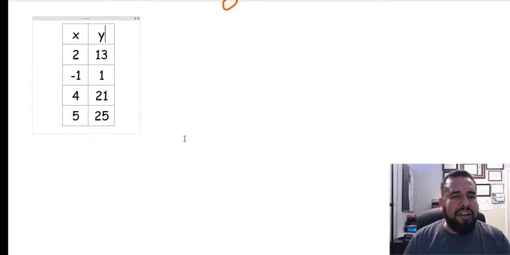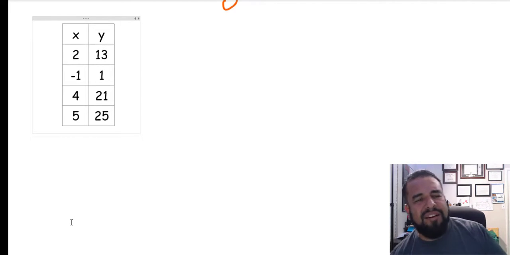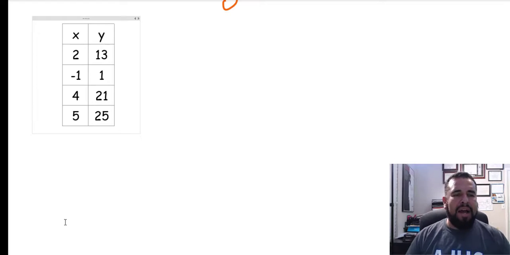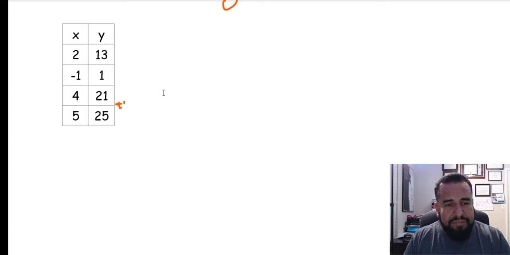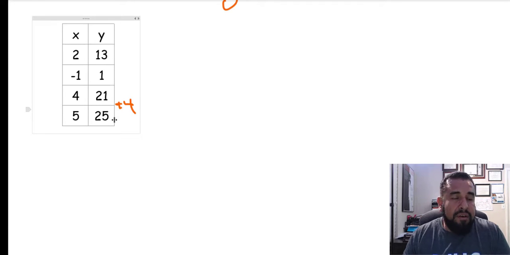Now, let's look at our values. Our x values are 2, negative 1, 4, 5. Okay, they're not really in order. I'd like to put them in order, but I see I have these two in order here, the 4 and the 5. When I put in a 4, I get a 21. When I put in a 5, I get a 25. So at least I know that this increased by 4, right? 21 plus 4 equals 25. Okay, well, let's see if that pattern continues.